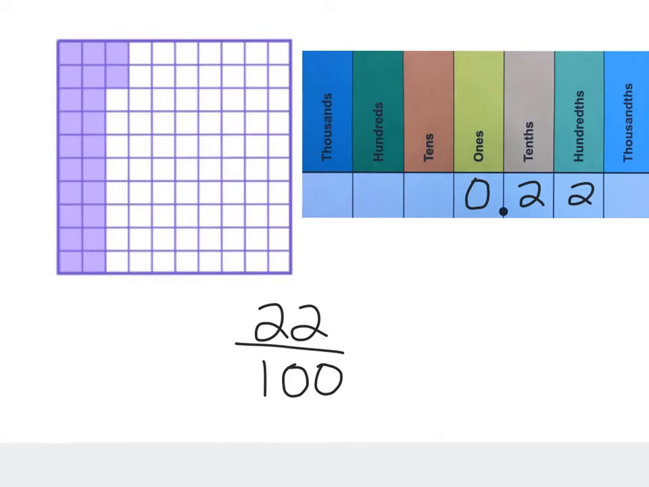Another way I could do it is if I counted up my tenths, 1/10, 2/10, I can see that I have 2/10 here, and I count my hundredths, 20 hundredths, and I have my 20 hundredths there. Let's take a look at the next one.